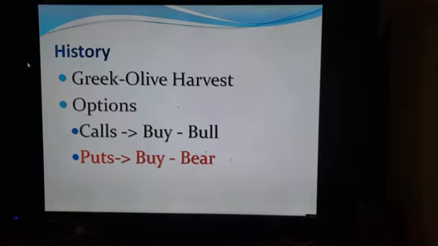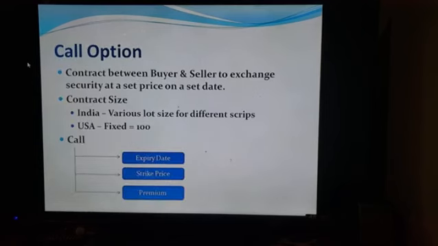Options are in two categories, as you very well know, the calls and the puts. The buyer of the call is bullish, and the buyer of the puts has a bearish view. Contracts, this is the definition of the call option. You can get a better picture on Google.